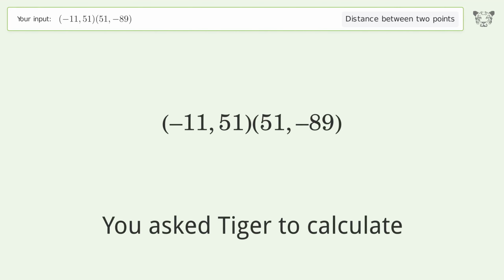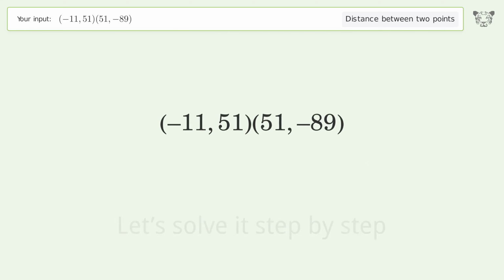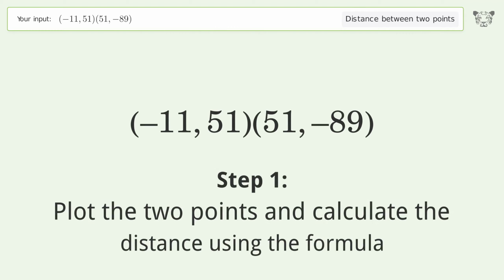You ask Tiger to calculate. This deals with the distance between 2 points. The distance between the 2 points is the square root of 23,444, or 153.114. Let's solve it step by step. Plot the 2 points and calculate the distance using the formula.